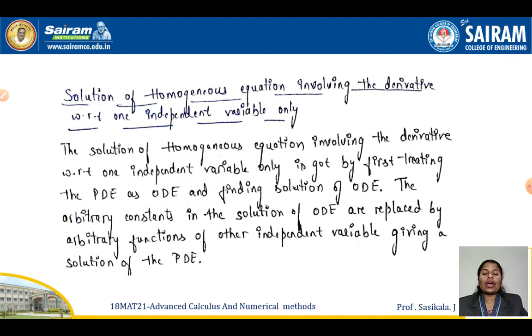There we used arbitrary constants C1, C2. Here in the PDE, other than the variable, all the remaining will be constants. That is what we are going to use. The arbitrary constants in the solution of the ODE are replaced by arbitrary functions of the other independent variable, giving the solution of the PDE. Okay, it's clear, the definition.